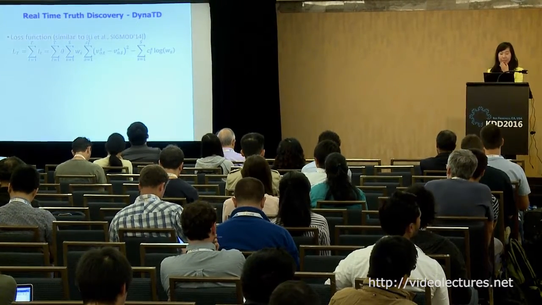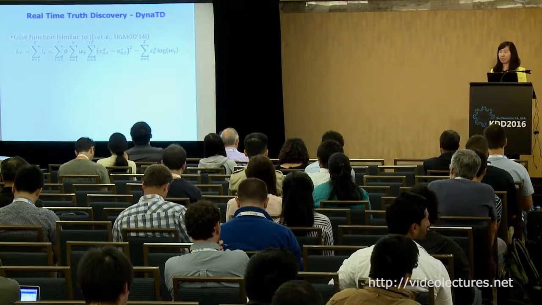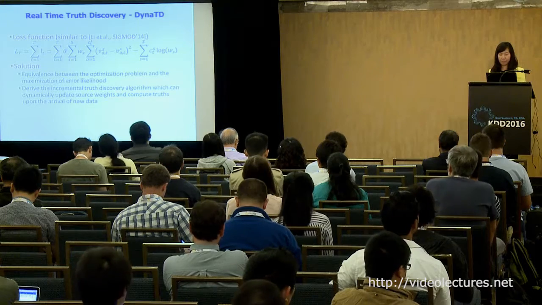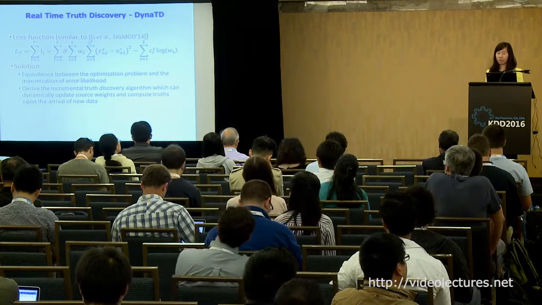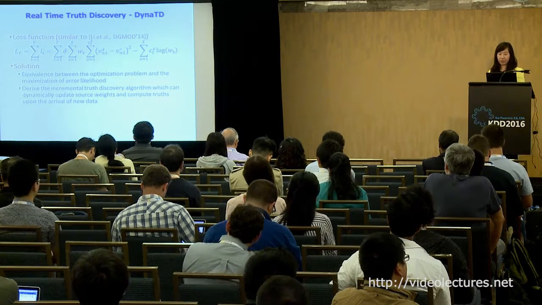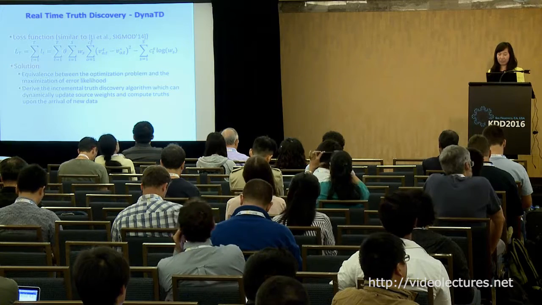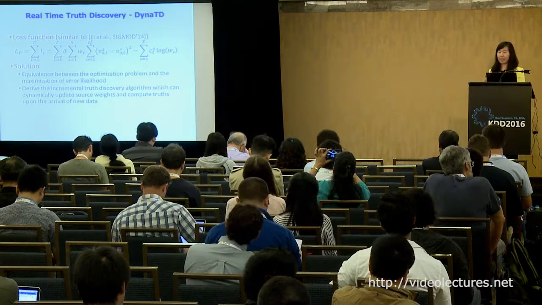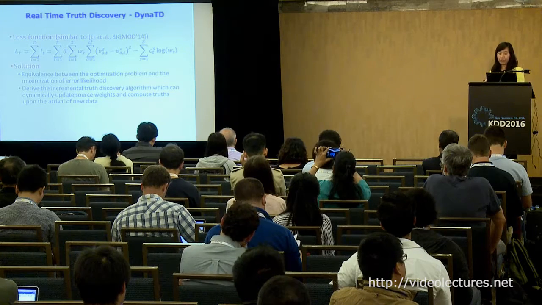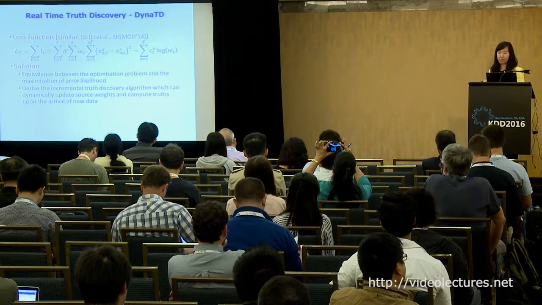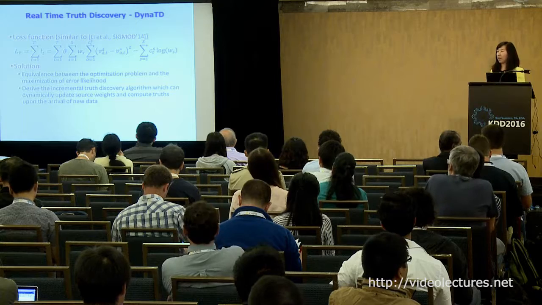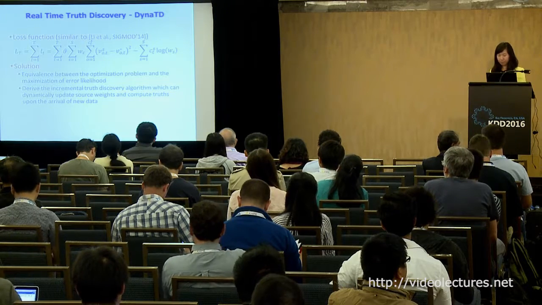So we cannot make this source weight unconstrained. Then we have established equivalence between this optimization problem and the maximization of error likelihood. I ignored the detail here, but by establishing this equivalence, we can derive an incremental version of this truth discovery algorithm. So it can dynamically update source weights and compute truth upon the arrival of the new data.